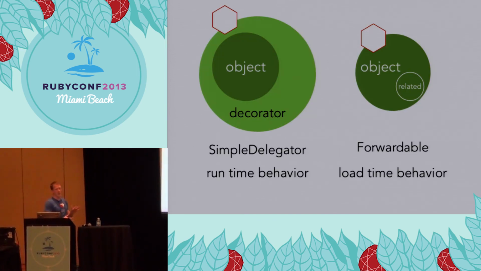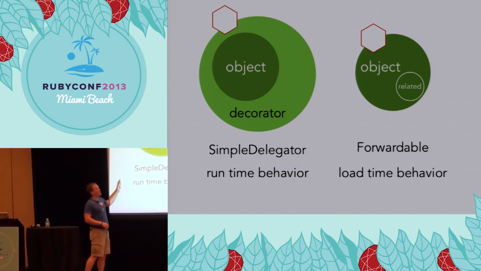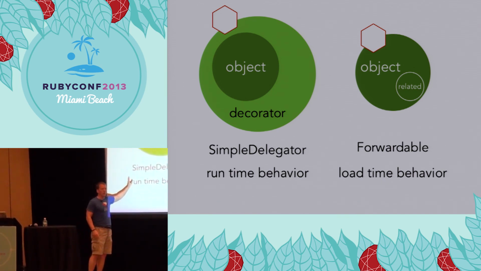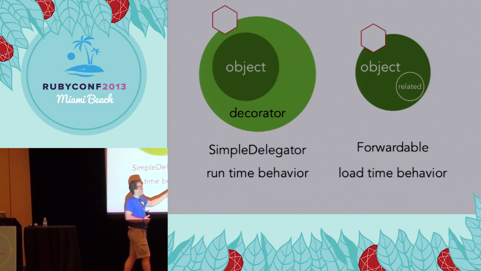So the difference between these is that at runtime, you can wrap an object in SimpleDelegator. You can add behavior to it. You can have this object, your wrapper, act like it is the other object that you care about. And Forwardable happens at boot time because it's dynamically defining methods. So you're not going to be changing things there.